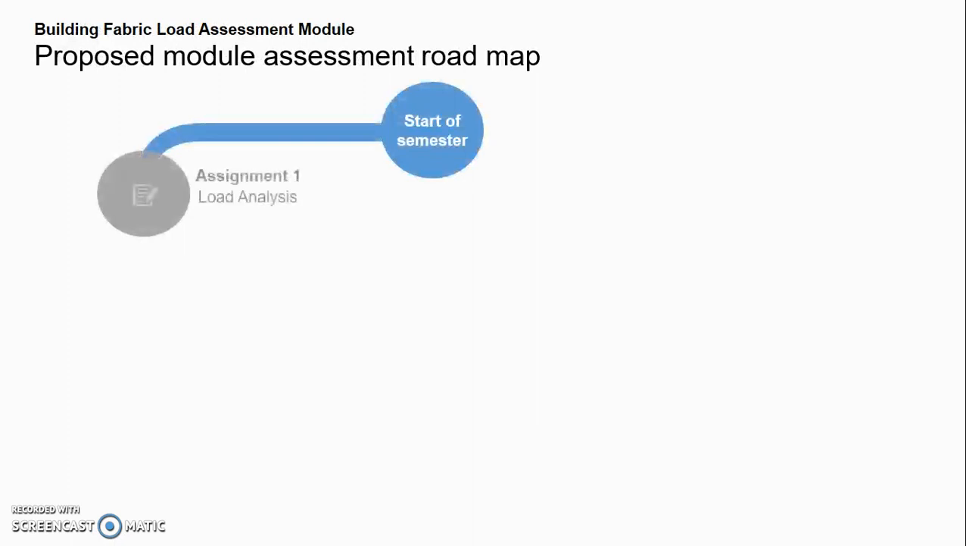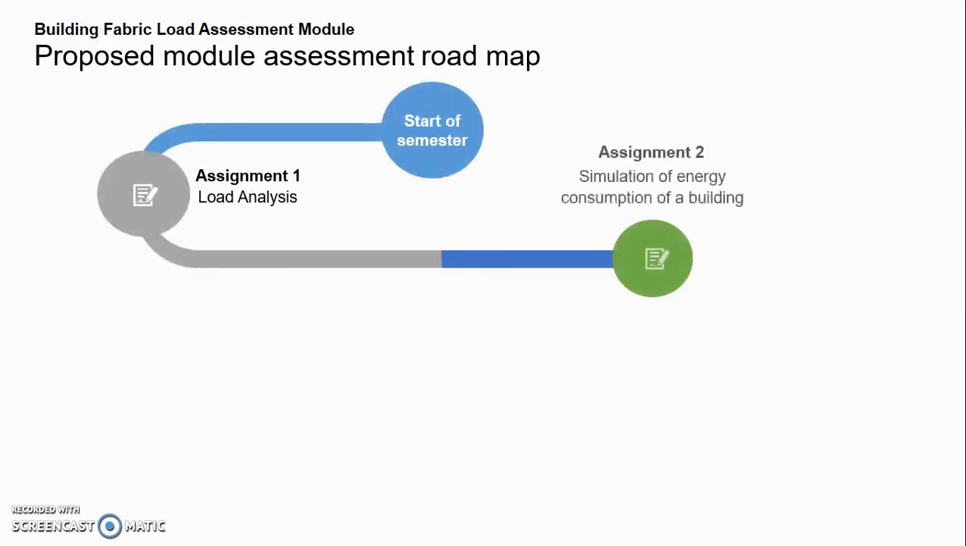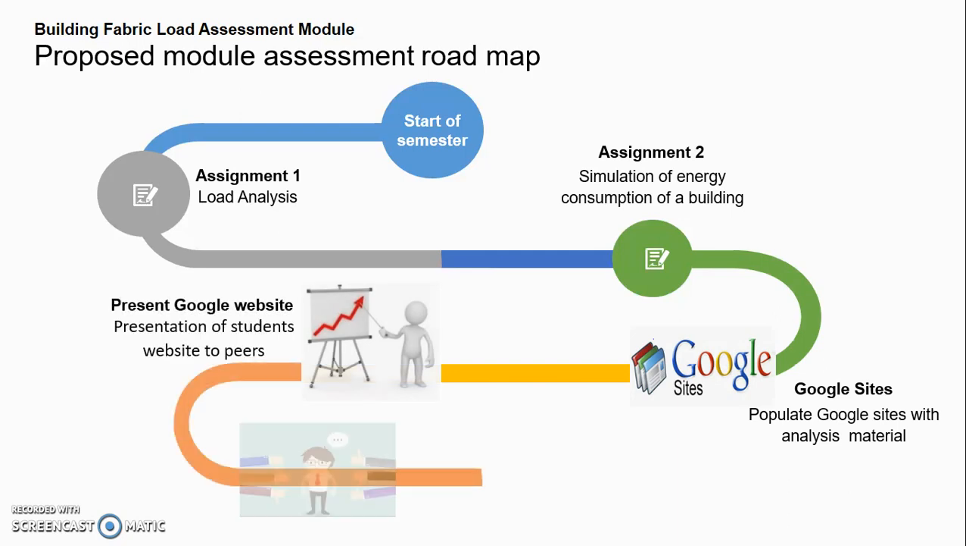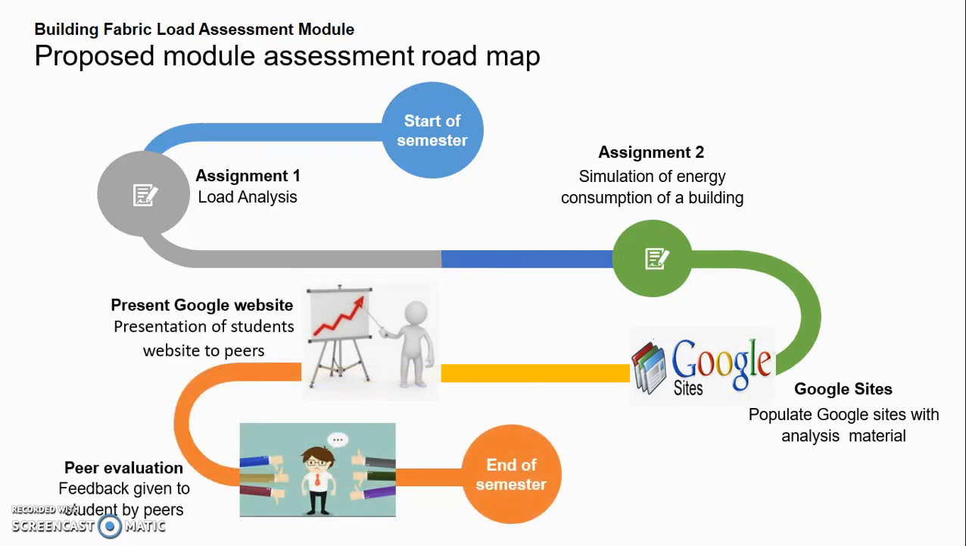Where: the proposed module assessment roadmap. The roadmap indicates the assessments that the students will undertake. First, assignment 1, which involves heating and cooling load analysis. The students will then produce assignment 2, which requires the students to use simulation software to simulate the energy consumption of a building while being influenced by varying factors related to internal and external environment.